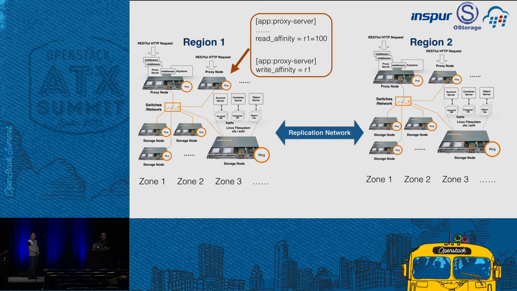So how does the write affinity work? Because it writes all four replicas into region one and moves two of them to region two asynchronously.